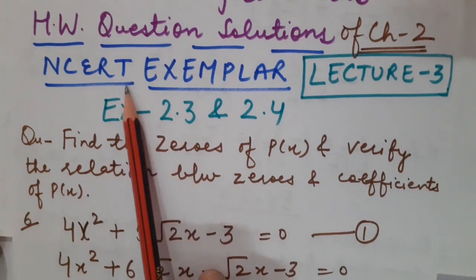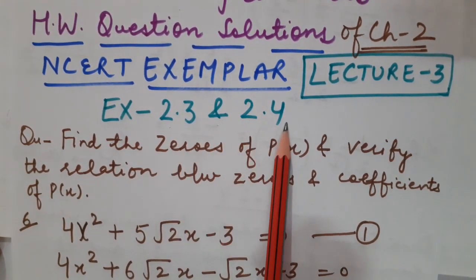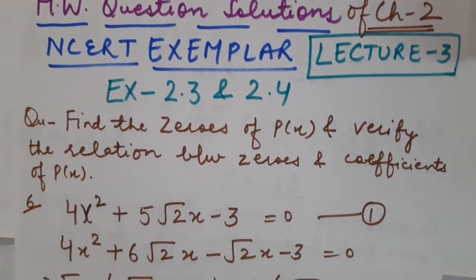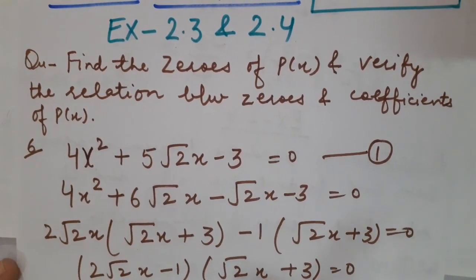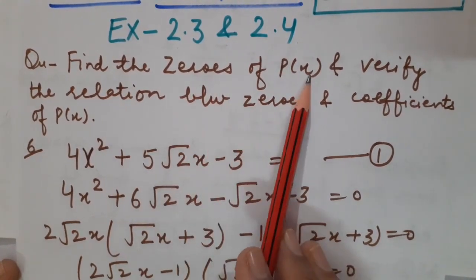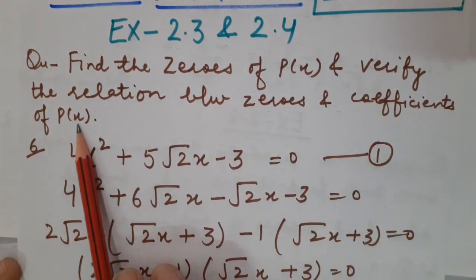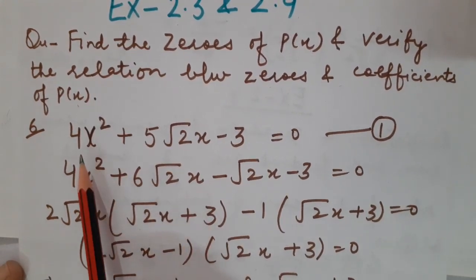Fine. Now children, let us discuss homework questions which I gave you in lecture number 3. They were basically based on NCERT exemplar only from exercise 2.3 and 2.4. I found 2 questions a little tough for you in which under root is present. Fine. So I am going to take those very questions. Please be alert. Find the zeros of Px and verify the relation between the zeros and the coefficient of Px. Fine. This is question number 6 of exercise 2.3.